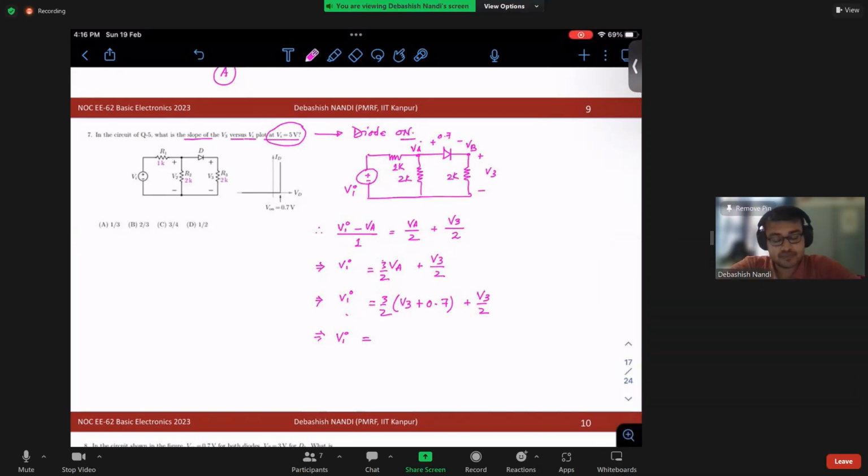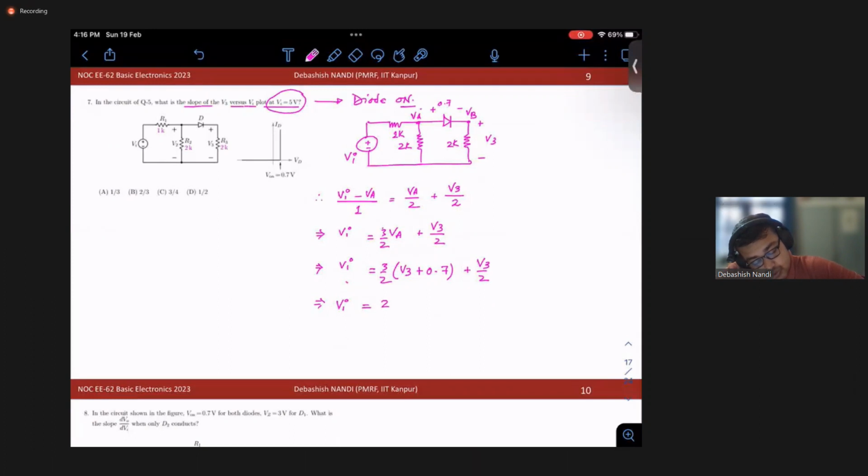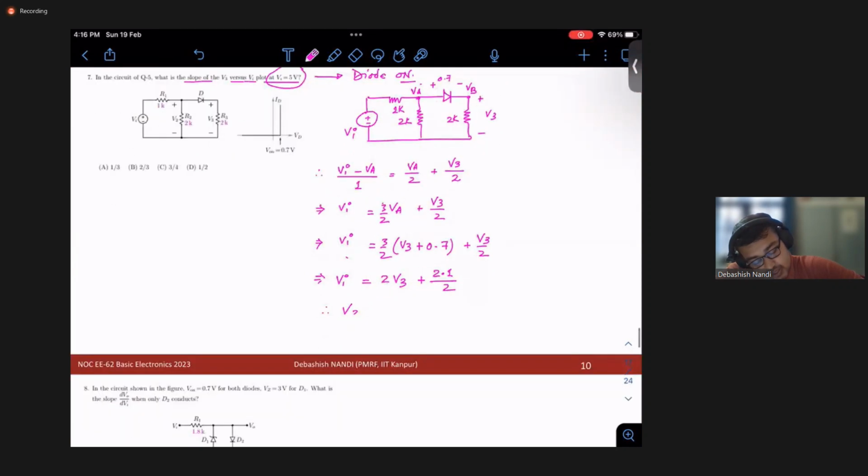Okay, right. So if we just proceed here, then it is 2V3 plus 2.1 by 2. That means what is the V3 versus Vi plot, right? V3 is equal to 1 by 2 Vi plus 2.1 minus 2.1 by 4. So the slope is 1 by 2, right? The slope is 1 by 2. So D is the right option.